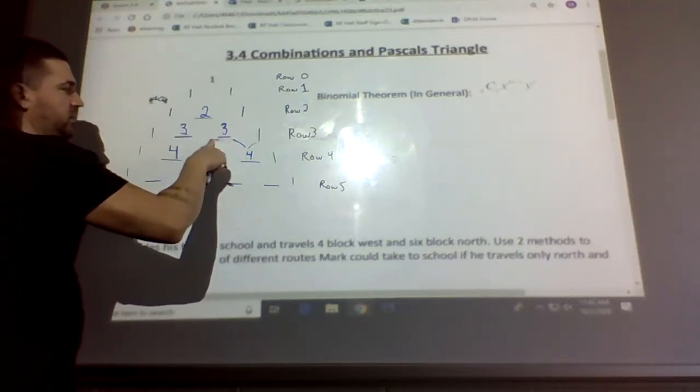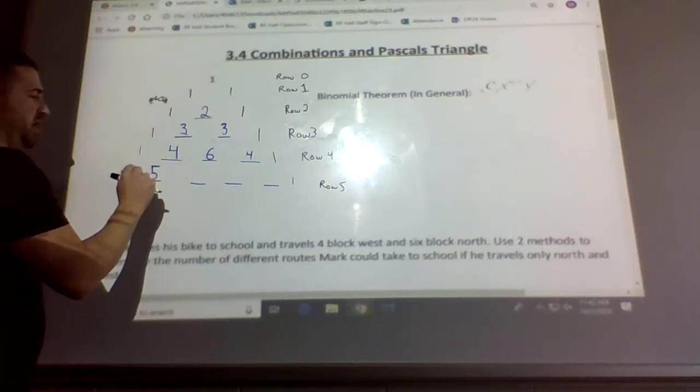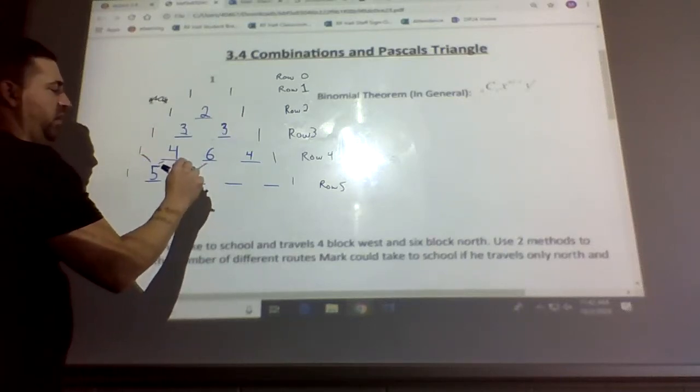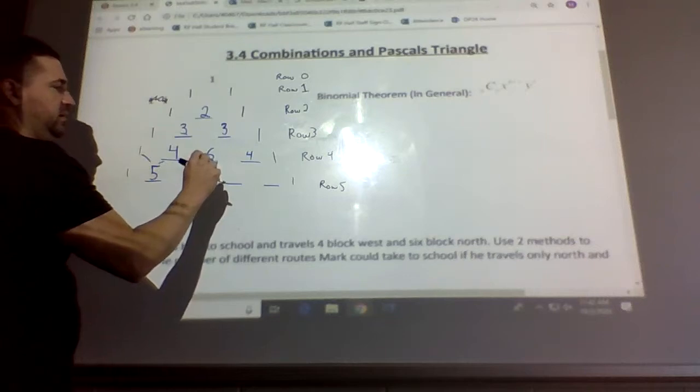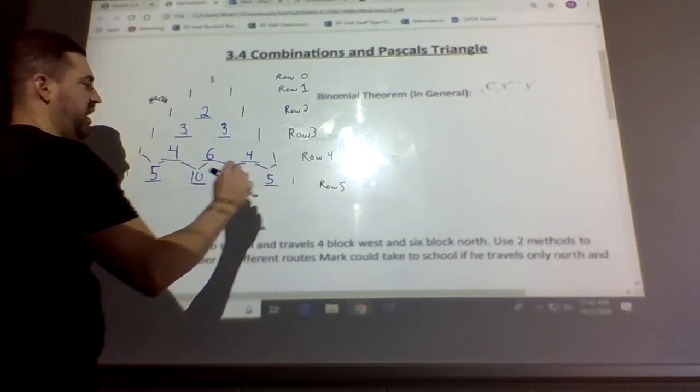So go diagonal. Then 1 and 4 is 5. 4 and 6 is 10. 6 and 4 is 10. 4 and 1 is 5.